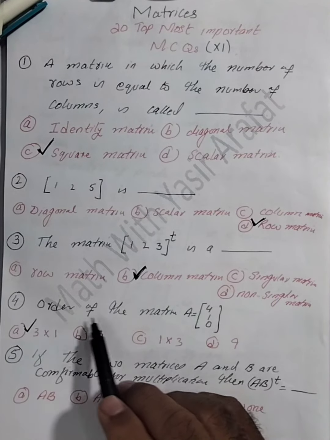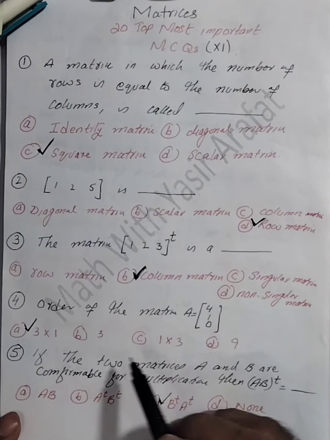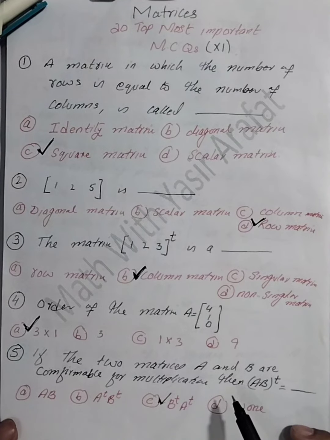Now the order of this matrix here, 1, 2 and 3. There are 3 rows and 1 column. So the A option is correct of the fourth MCQ here.